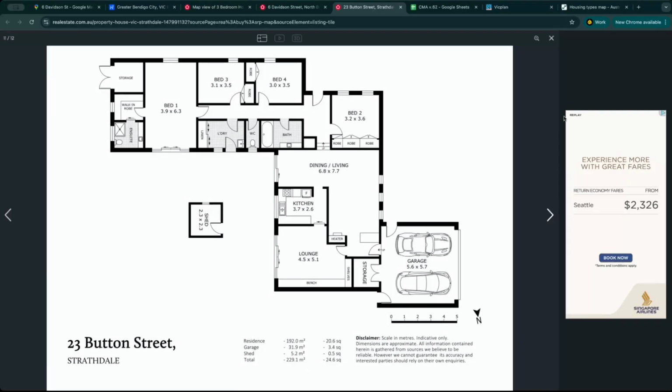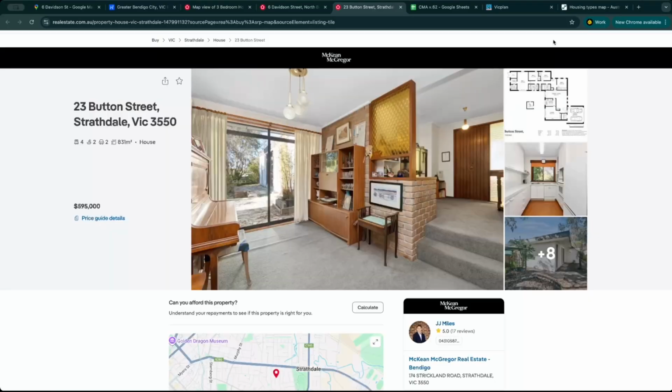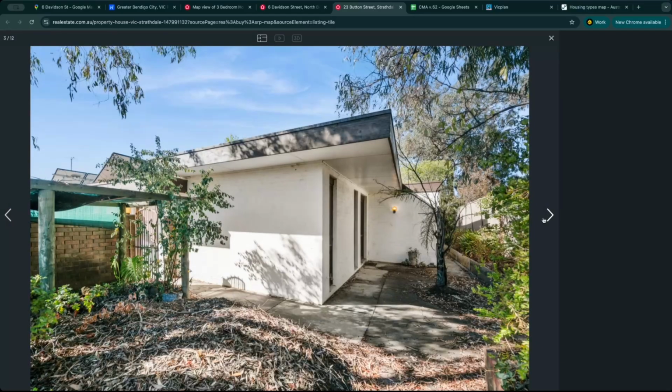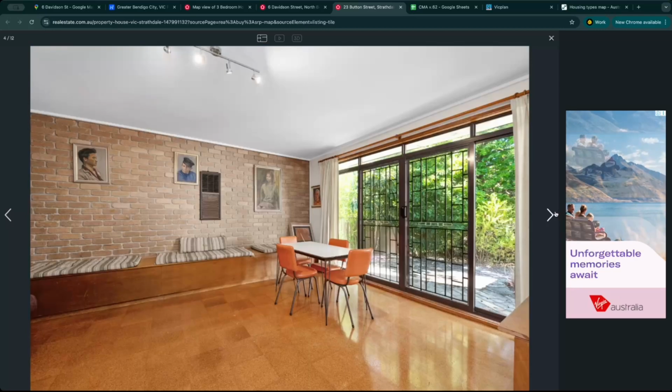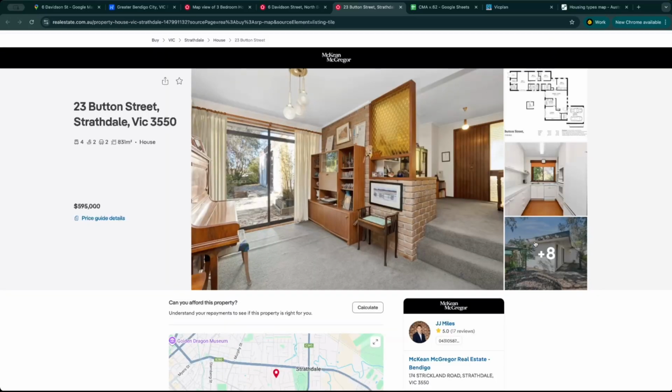Now, there's a few things to say about this property. So, structurally, the property is probably in really good condition. It appears to be double bricked in some areas, but overall, I don't really have issues with the structure. It's been painted over. One thing that I am concerned about is the roof, though.